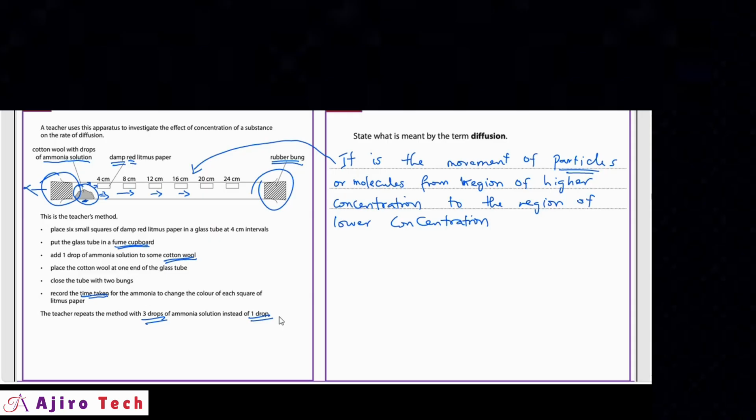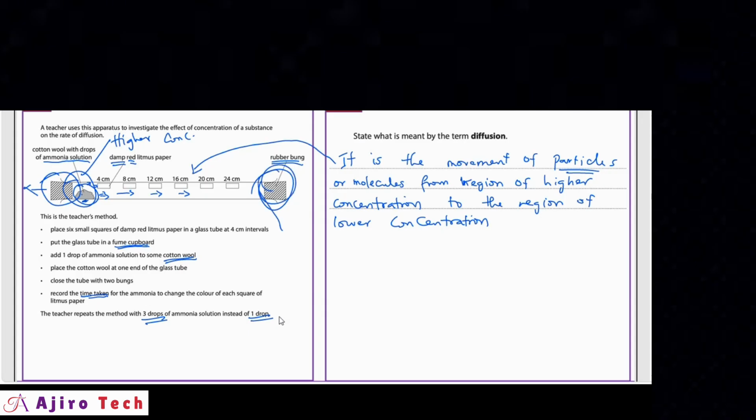Now, the 4 centimeter damp red litmus paper is the one that will first change to blue. The 24 centimeter one at the end will still remain red, not changing to blue, because the particle has not moved. Because this is the cutting wood. This is the area of higher concentration, because you have more ammonia on this side than you have on this side.